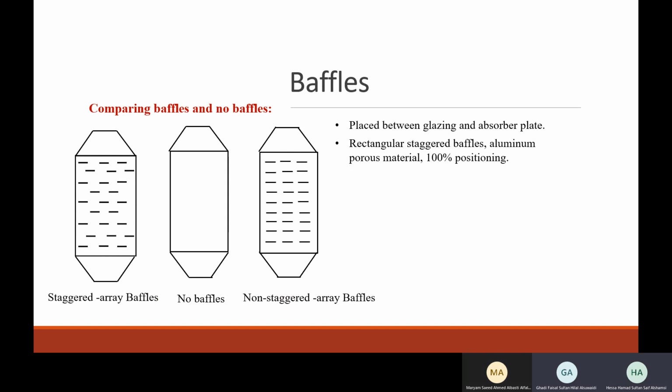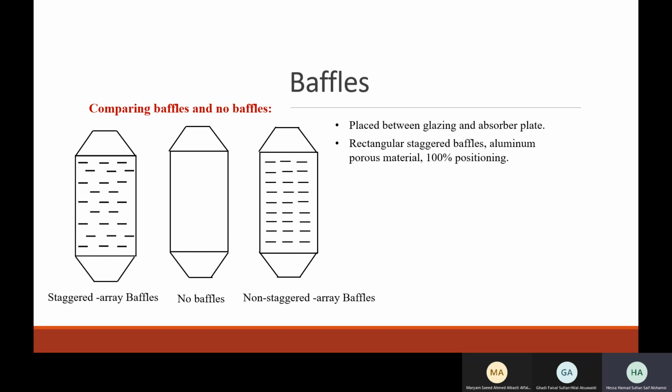Baffles usually are placed between glazing and absorber plate, exactly at the top of the absorber plate. There are many different types. We have chosen a rectangular shape baffle, which is the most used one because it has higher thermal performance than the other shapes, and aluminum porous material in order to increase the rate of heat transfer. The best positioning is when all the air channels are 100%, which provides the highest thermal efficiency.